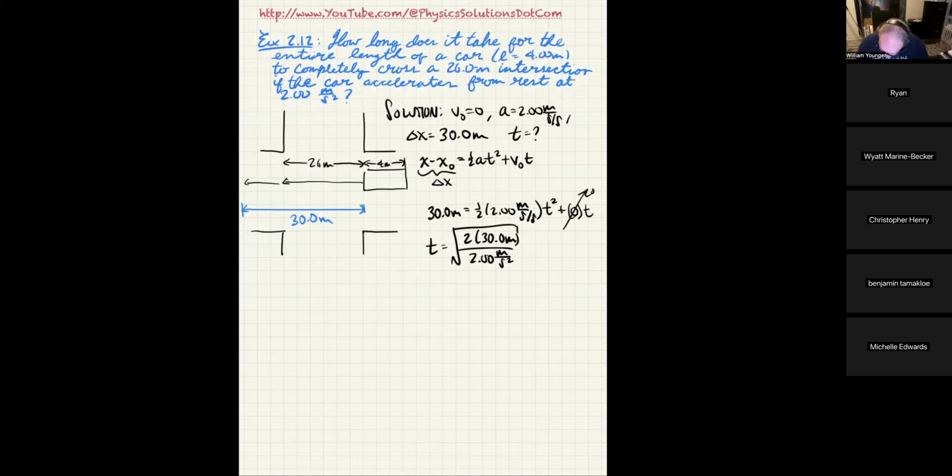So the square root of 30 is equal to 5.47. So the time required is 5.477 seconds, which we only had 3 sig figs, so that's extra. And that is the answer to the question. Anybody have any questions on that?